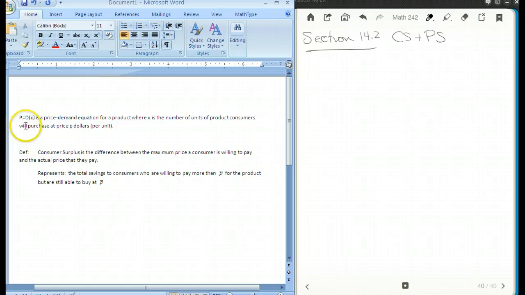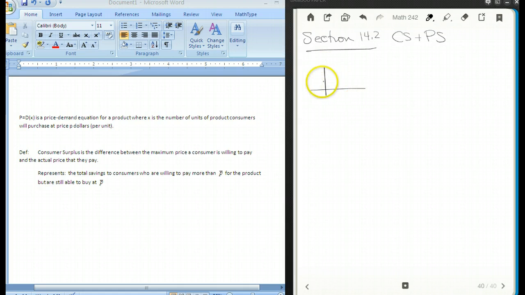So it says if you know the number of items you're going to sell, then you know what the price is going to be, or vice versa, right? So it's all about demand and the relationship between price and quantity when you're talking about demand. Okay, so when we have that kind of a function there, remember we can sketch it. A common one would be something like this, right?